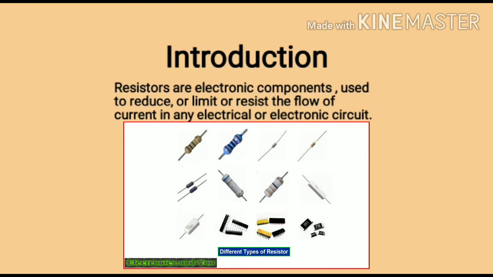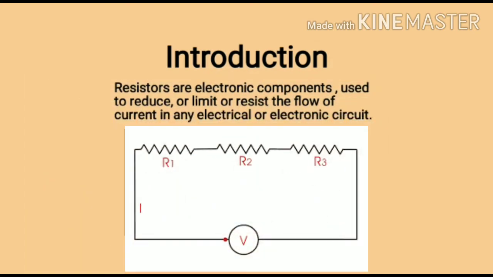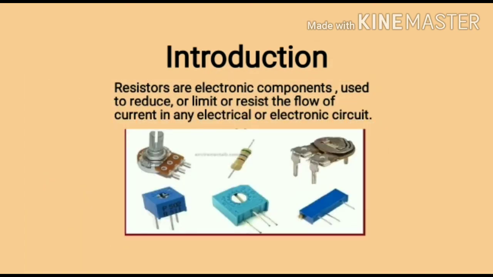So, resistors are electronic components used to reduce or limit or resist the flow of current in any electrical or electronic circuit. Thus, resistors are called passive devices because their resistance value does not change even when the level of applied voltage or current to it is changed. Also, the resistance value remains same when the applied voltage is AC or DC.